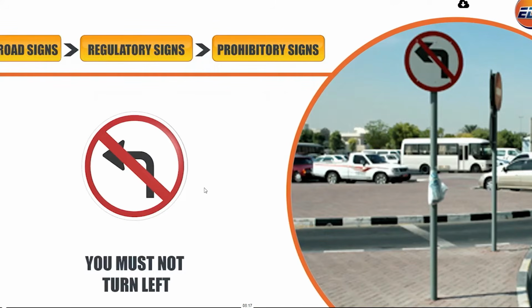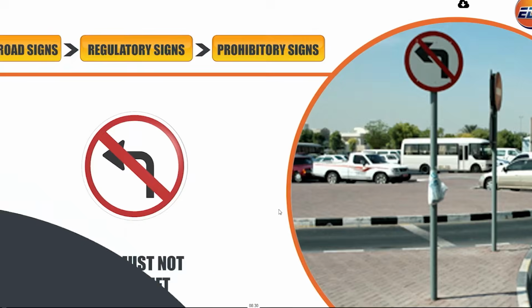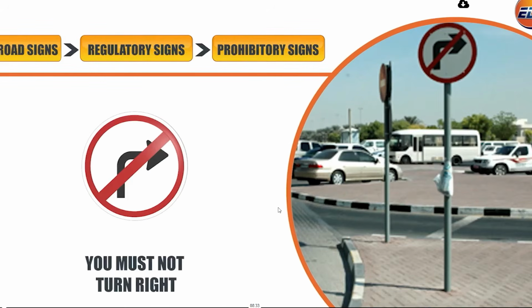You must not turn left. This sign prohibits entry to the left. It can be seen at junctions, parking lots and service roads where entrance is allowed from the main stream but exit is forbidden from the service road. You must not turn right if the symbol is reversed in this sign.